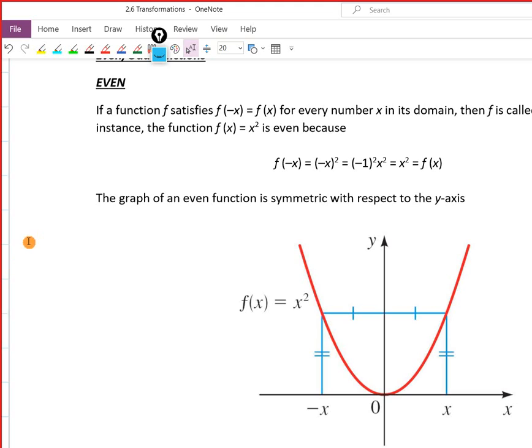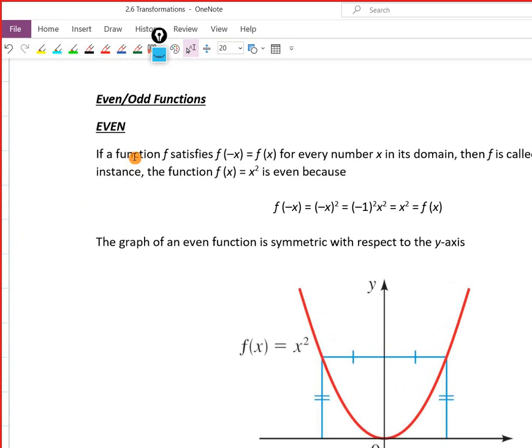So the first type of function I want to talk about is called an even function. Now I don't want you to think, oh, that means I have even exponents or something like that. That's not what we're talking about here, okay? Even refers to the type of symmetry it has. An even function is symmetric with respect to the y-axis, okay?